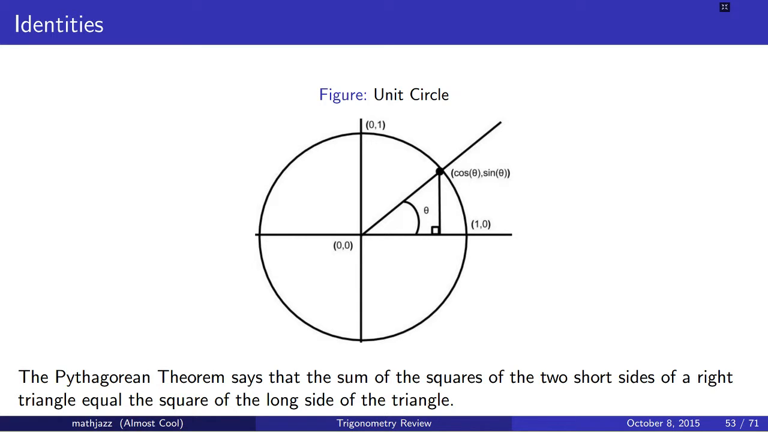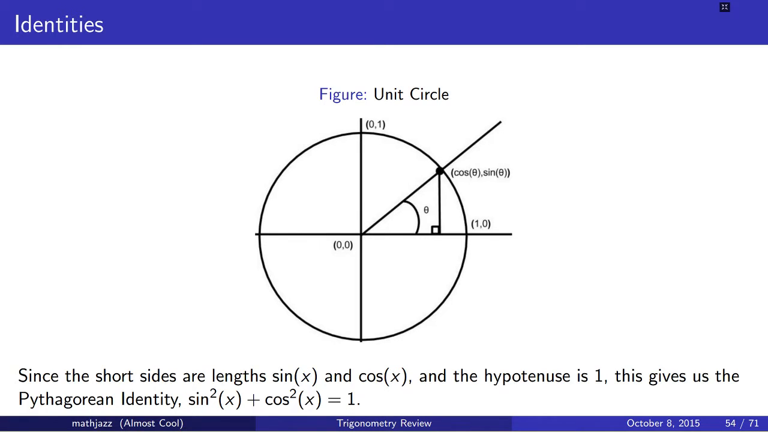The Pythagorean theorem says that the sum of the squares of the two short sides of a right triangle equals the square of the long side of the triangle. Since we already defined sine and cosine to be the x and y coordinates of a point on the unit circle that makes an angle theta with the positive x-axis, that means that on this triangle in the diagram, the vertical side is equal to sine of theta, and the horizontal side is equal to cosine of theta. So, therefore, cosine squared theta plus sine squared theta equals the square of the hypotenuse.